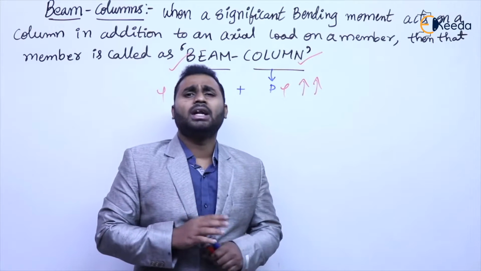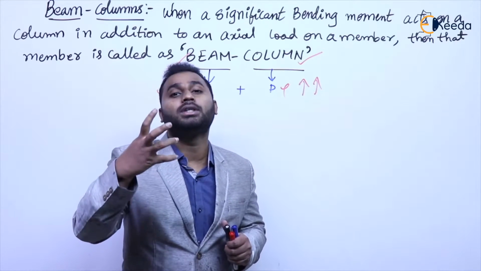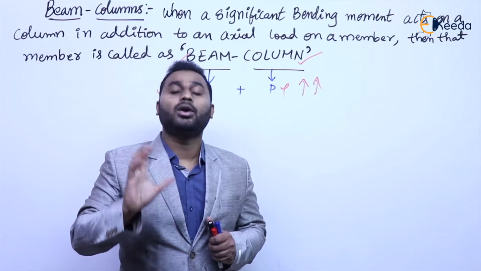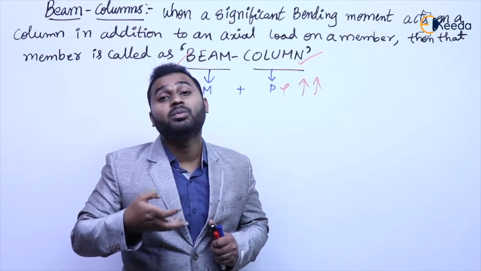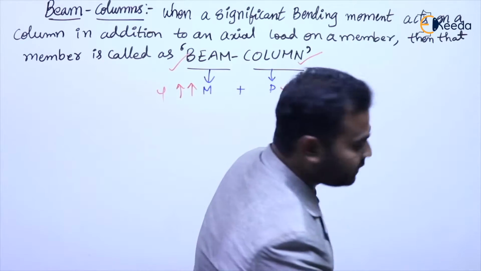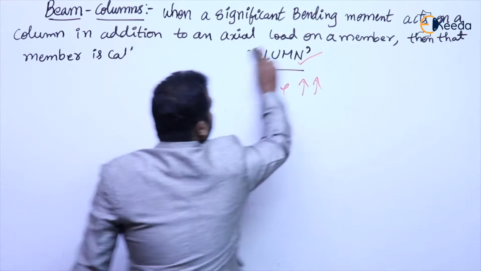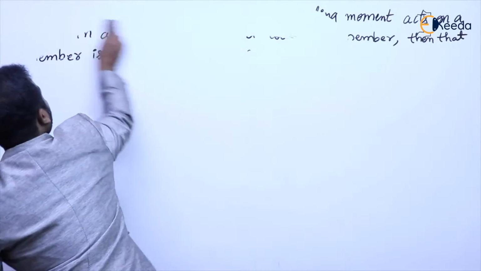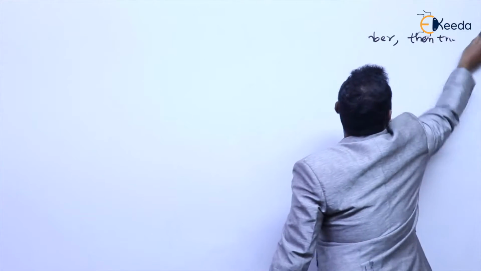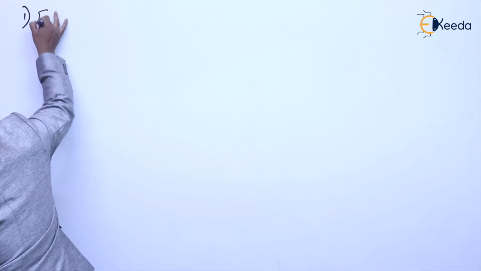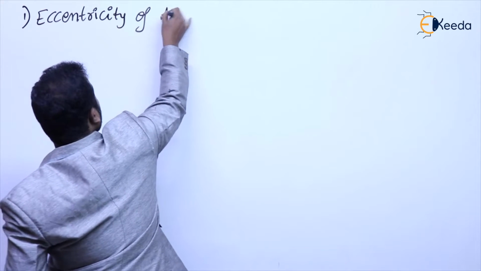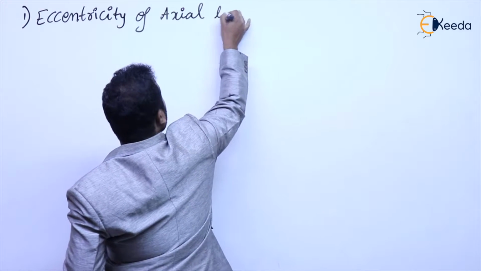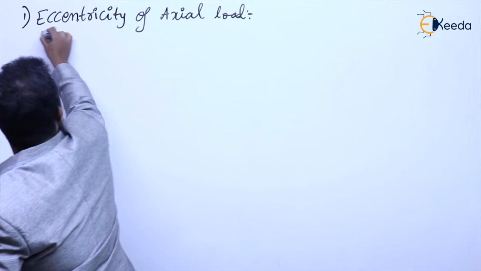Now let us see the causes of the bending moment onto the column or onto the member. What are the causes which produce a significant bending moment in that column? That is our point of discussion now. So the first one is eccentricity of axial load.